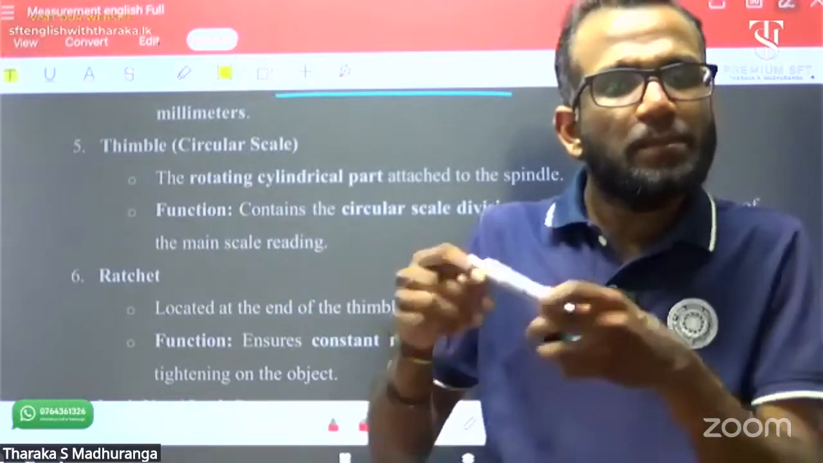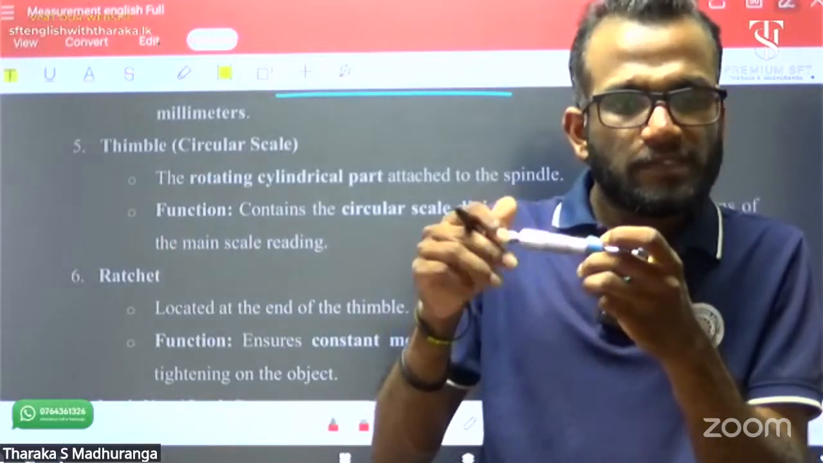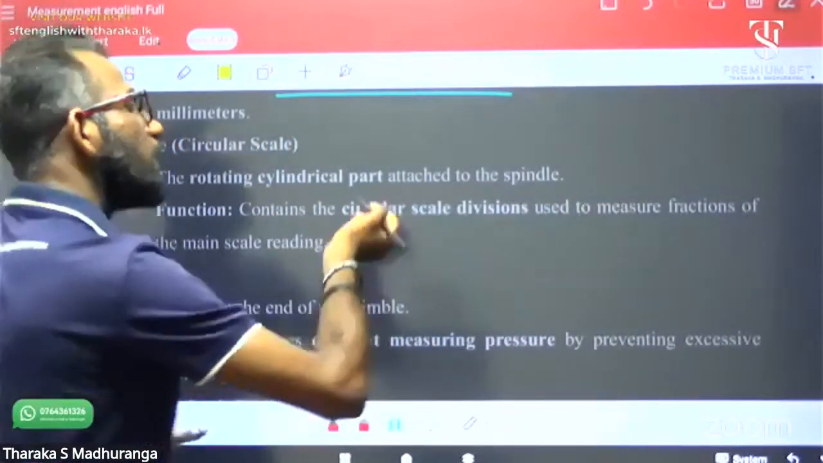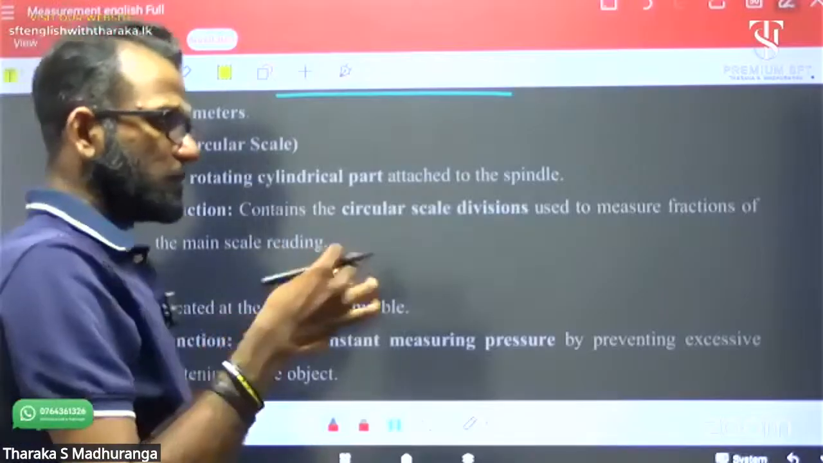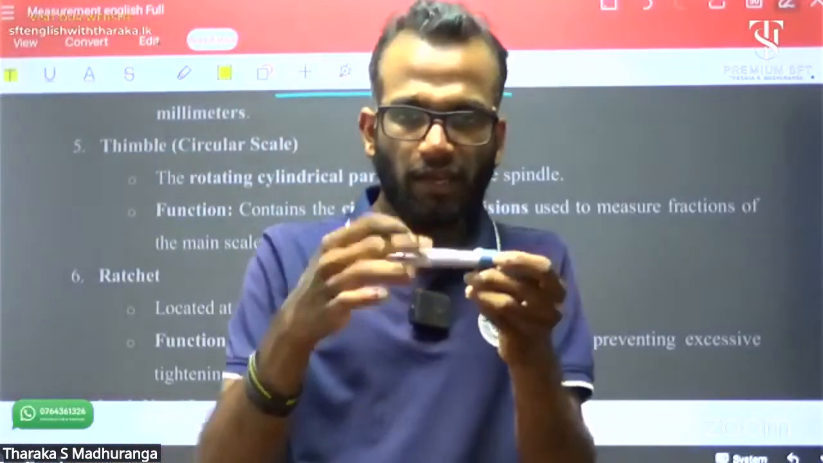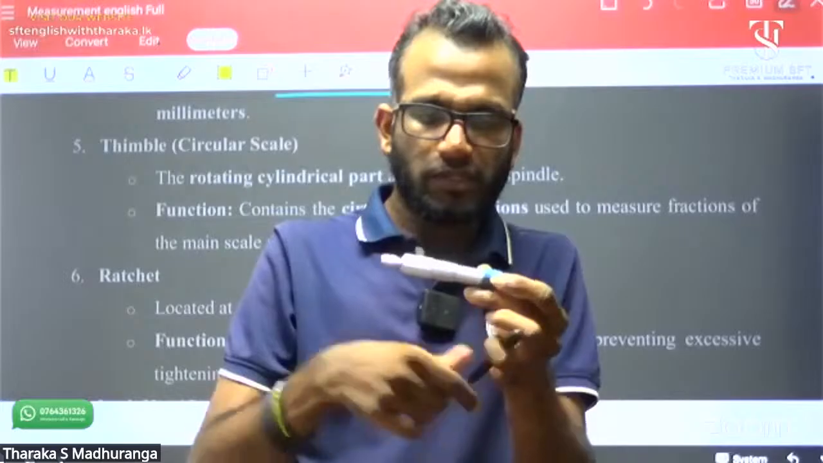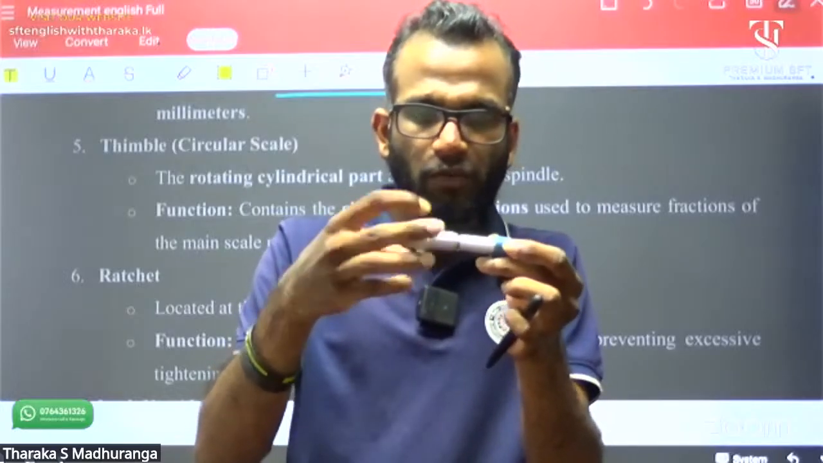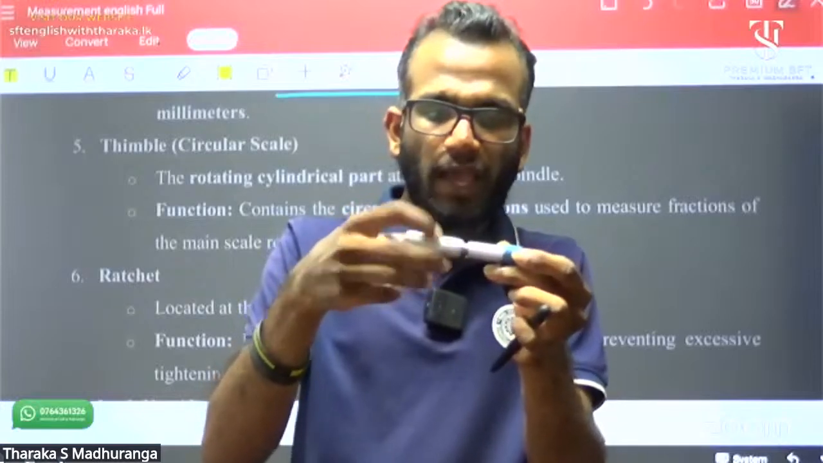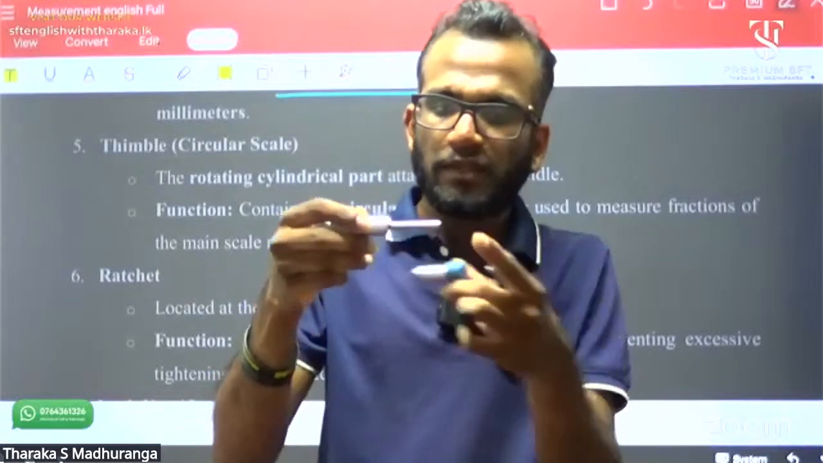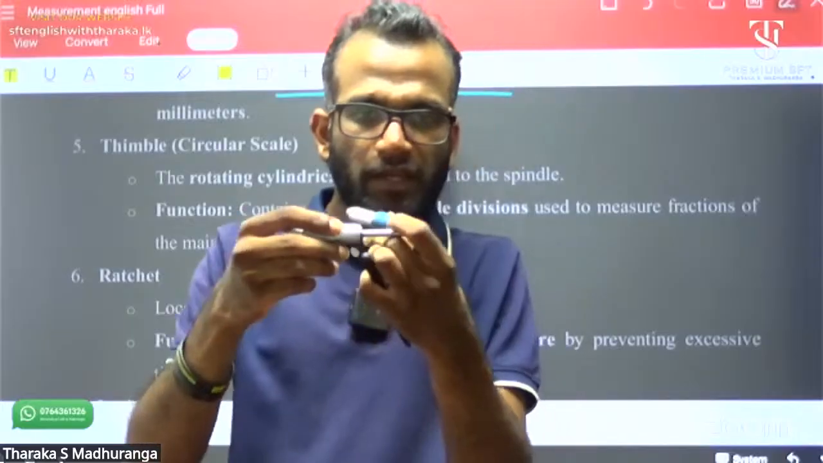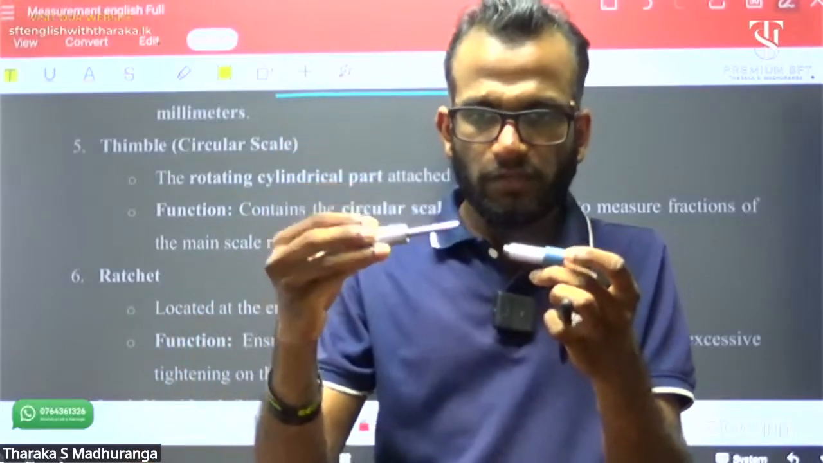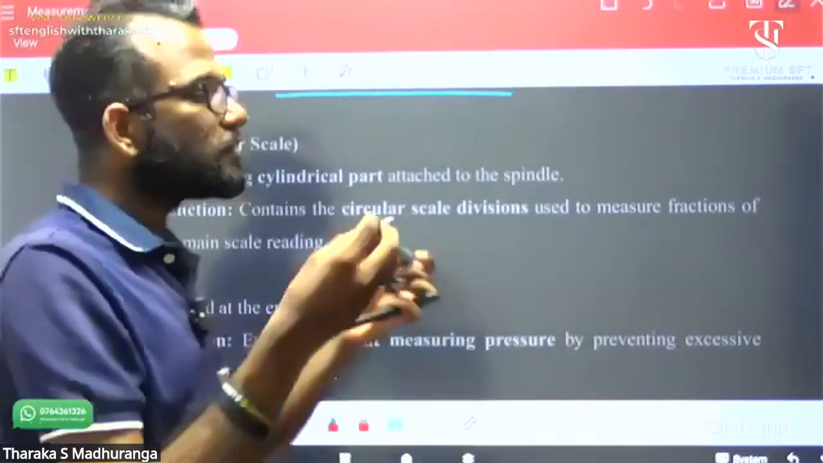Okay, next one, thimble. What is the purpose? The thimble is a rotating cylindrical part attached to the spindle. Yes, it's correct, right? I showed you. The thimble is a rotational cylindrical part attached to the spindle. See, this is the spindle. It is attached to the spindle. Understood?